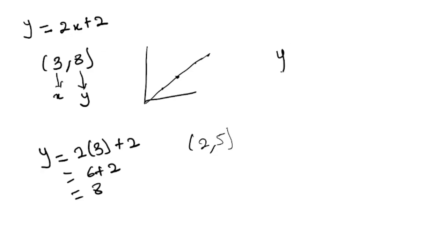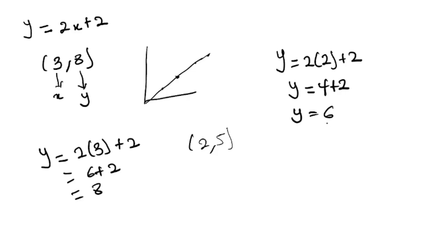So we are going to get y is equal to 2 into bracket, our x coordinate is what? 2, right? Plus 2. Now here we are going to get y to be what? 4 plus 2, and 4 plus 2 is 6. Now the y coordinate here is 5. So since we are getting a different y coordinate here, it means that this particular point doesn't lie on the line of this equation. Do you get it?